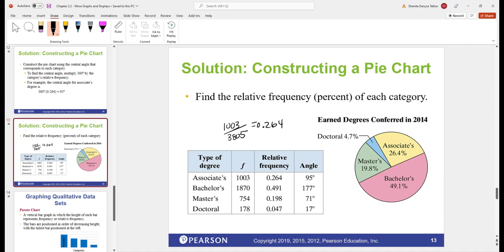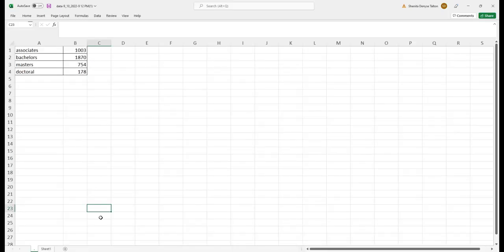You can also do this in Excel. I already have the degrees and frequencies set up. And remember, if you get a problem like this in your homework, you can send it over to StatCrunch or you can send the data over to Excel. So in this case, I got everything set up.